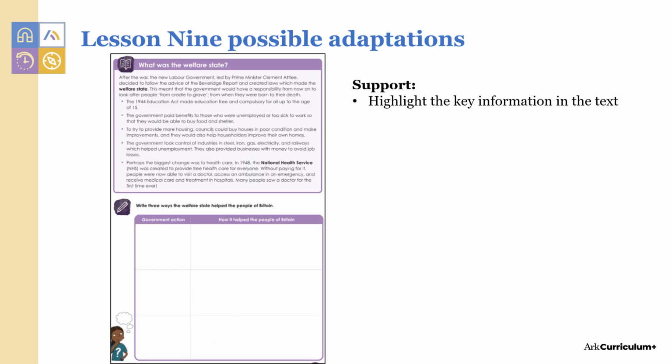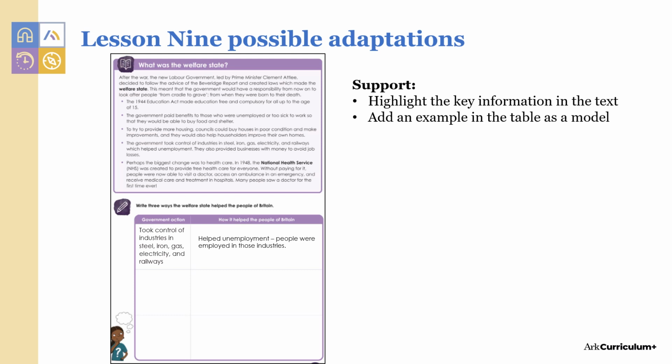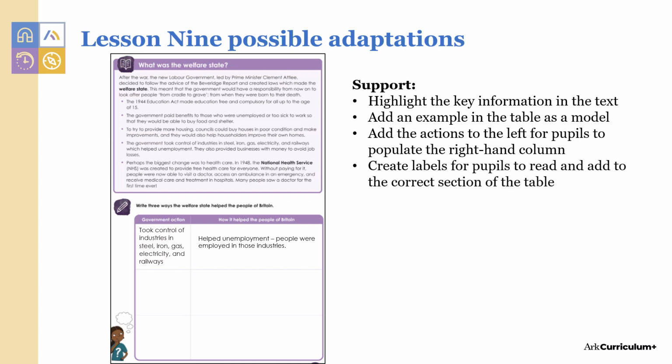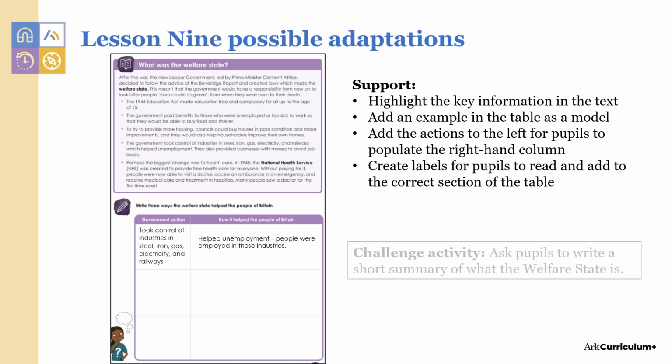To support pupils in Lesson 9, highlight the key information in the text and add an example in the table as a model. You could also add the actions to the left for pupils to populate the right-hand column only. Or you could create labels for pupils to read and add to the correct section of the table. Challenge pupils by asking them to write a short summary of what the welfare state is.